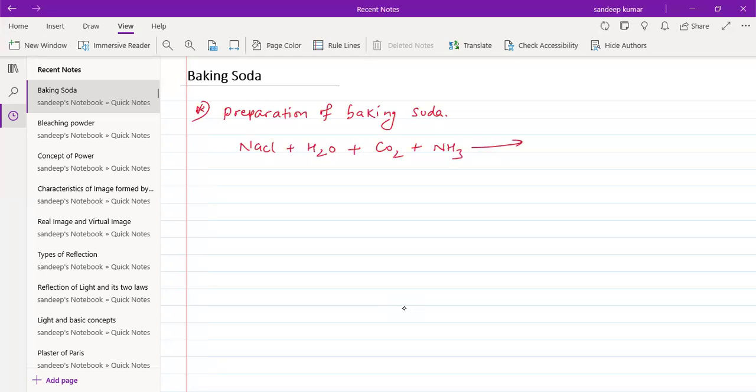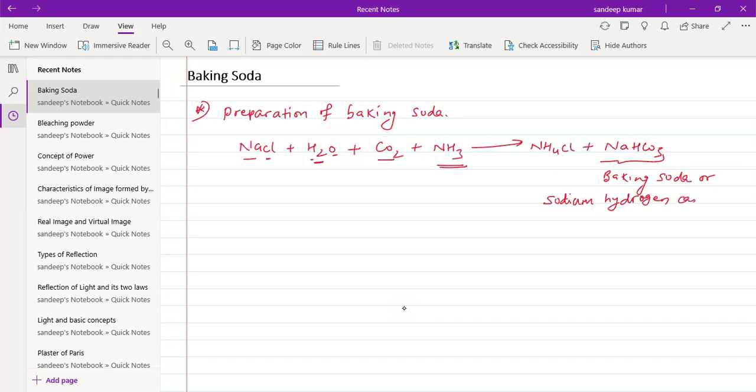Then see, NH3 plus one H will form NH4, plus Cl will form NH4Cl, the first product, NH4Cl. Plus remaining, you can see sodium, one hydrogen from here, and CO2 and one O will form NaHCO3, sodium hydrogen carbonate. This is only baking soda. Or we can say sodium hydrogen carbonate. So the chemical name is what? Sodium hydrogen carbonate.